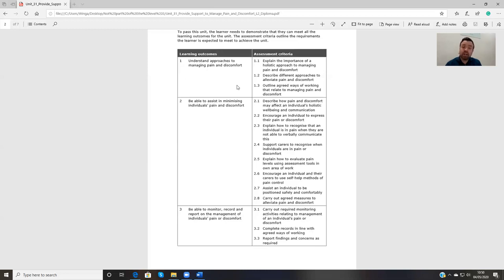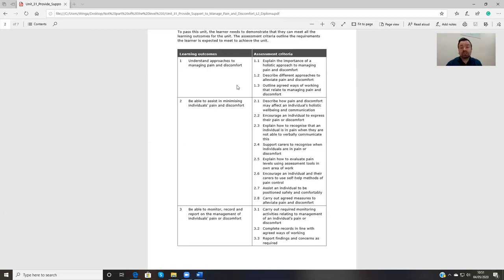2.2 looks at encouraging individuals to express their pain. If they're able to communicate verbally, then we can just simply ask them. But if they can't communicate verbally, maybe we need pain scale charts. So pictures with the happy and sad faces, and they can point. It's important for us to find a way to measure somebody's pain. Again, we can even use our fingers and they can count.